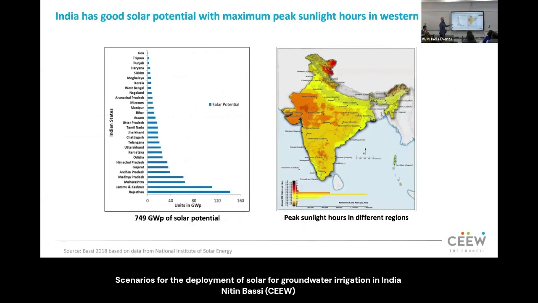Now these are some numbers which might be known to colleagues from India, but considering that we have an international audience, I thought of putting these numbers up front. In India, the total solar potential is about 750 gigawatt peak. Most of it, if you look at the map, is concentrated in the northwestern side. And the maximum peak sunlight hours range from 4 to 6 hours. So this is the window which we are trying to capture through promoting solar irrigation in India.